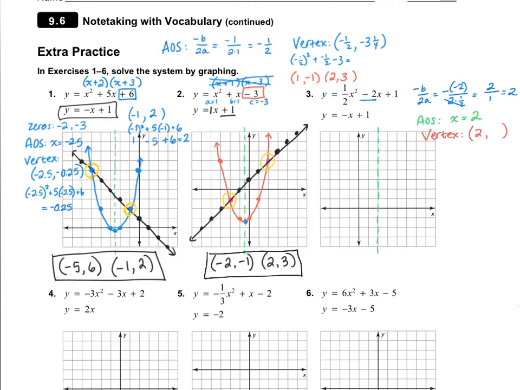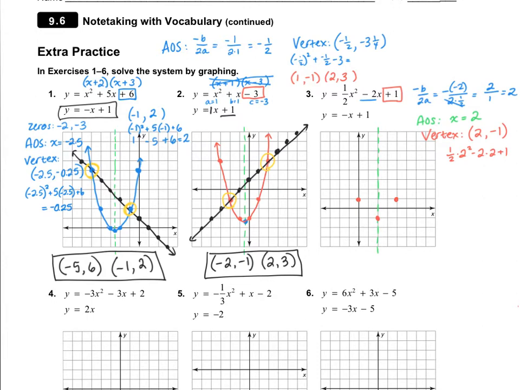So now I'm going to find out what my vertex is by plugging in 2 into the equation and seeing what I get. And I got 2, -1 as my vertex, so I'll plug that in. I can see from the original equation that my y-intercept is at +1, so I'm going to draw that there.